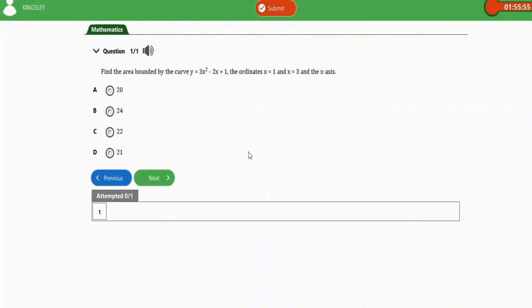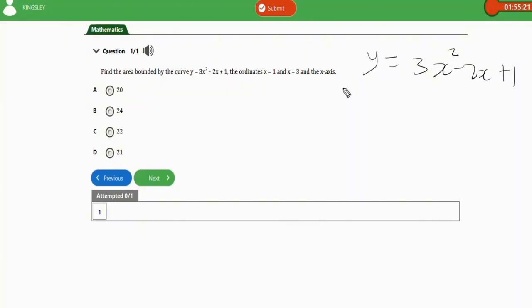Now, to solve a problem involving application of integration, used to find the area under a curve, you apply the pattern or method of solving definite integration. So let's write down this question. We have the function y equals 3x squared minus 2x plus 1.